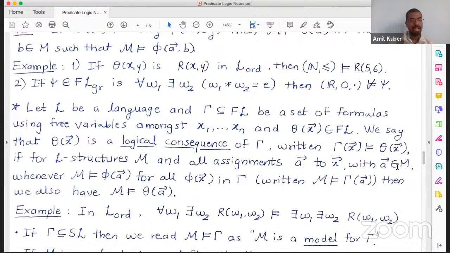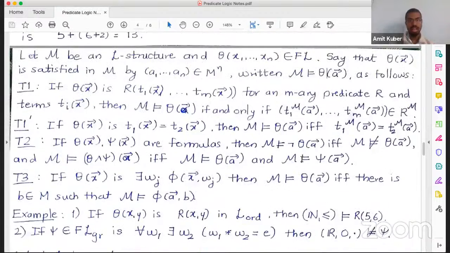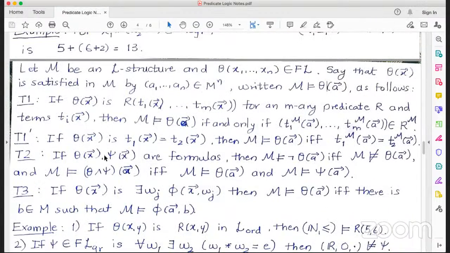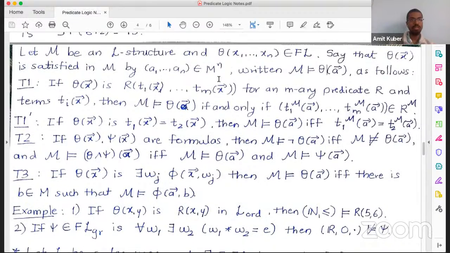Sir, can you repeat what is an assignment? Yes, an assignment is just a substitution. You see that was done here in the definition of truth of a formula. You say that this is a predicate symbol R and these are terms, R T1, T2, Tm. This is a formula. You cannot say the formula is true. You have to say the formula is true in that structure at some assignment.